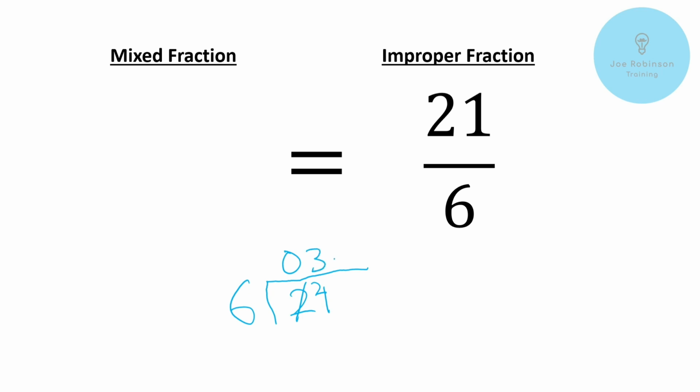With how many left over? What remainder have we got? So we've got 6, 12, 18, and then we go 19, 20, 21, which gives us a remainder of 3. So we've got 3 remainder 3.